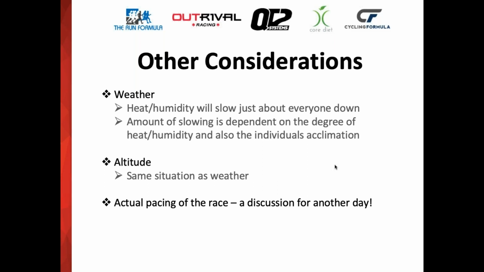So the calculator thinks that I can run 3:23 for the marathon. The best way to do that is to even split, meaning running even halves. So basically 1:41.5 for the first half and 1:41 for the second half, or negative splitting. So maybe running more like 1:42 or 1:43 for the first half and 1:39 or 1:40 for the second half. So actual pacing of the race, that's a discussion for another day, but that will very much, as well as fueling and things like that, also play into what time you're able to run.